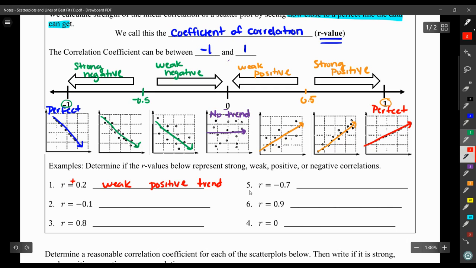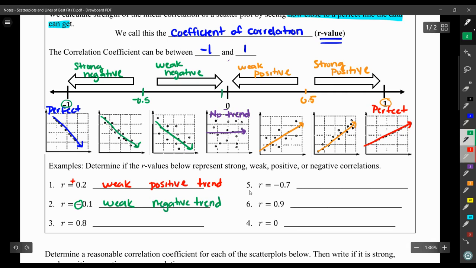For number 2, negative 0.1. Well, the number is negative, so that means it has to be a negative trend. And 0.1 is still close to 0 on the negative side, so this is weak. 0.1 would be about here somewhere.